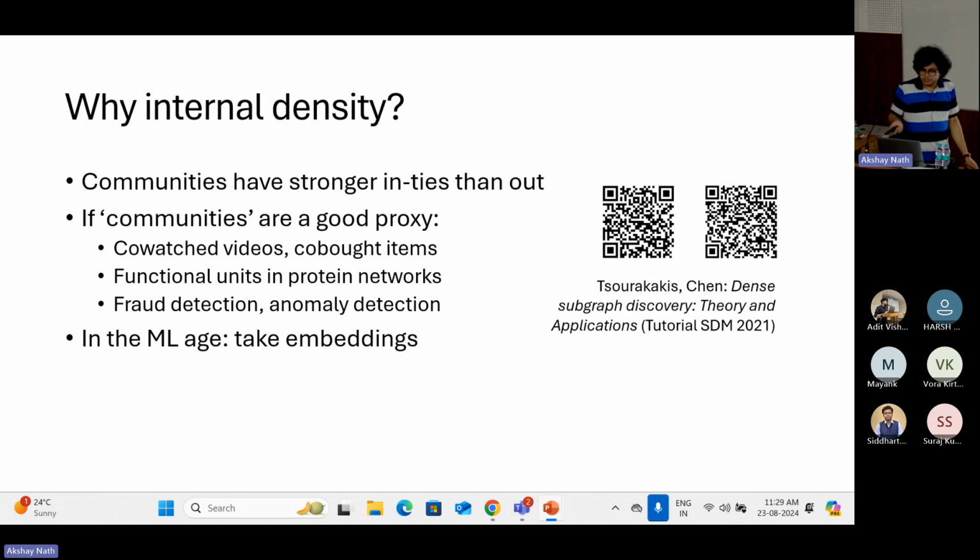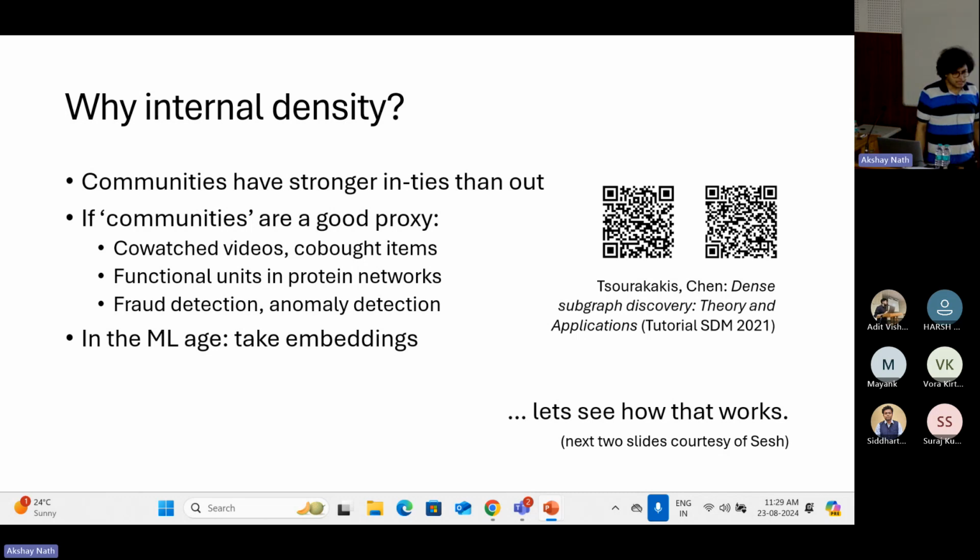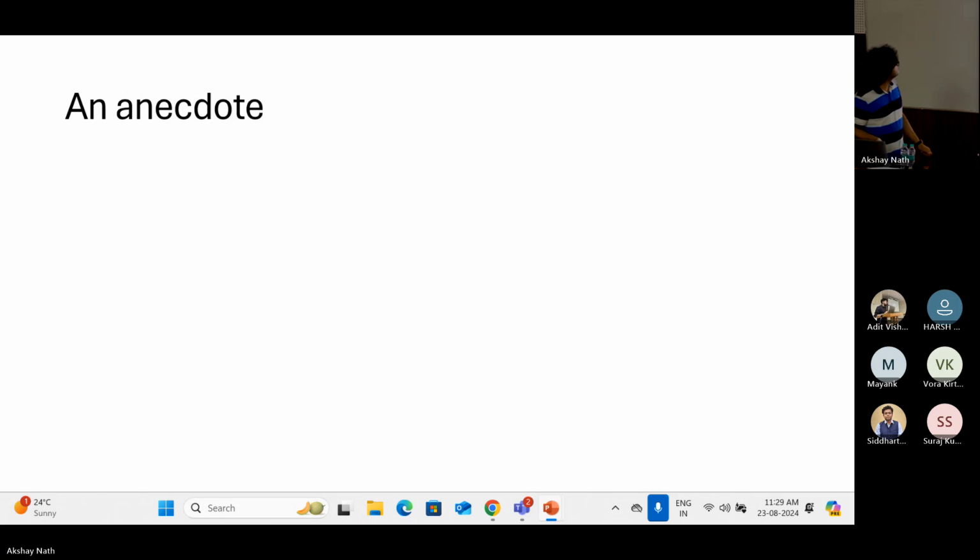In the ML age, people typically say, okay, let me take an embedding of your graph and put it in some low dimensional space, and let me find some nearest-neighbor-like thing. I'll give you an anecdotal example. The slides are courtesy of my advisor. It is an anecdote, so you can poke holes into what I'm saying systematically, but these are real-life things that have happened, and you can try these out yourselves.